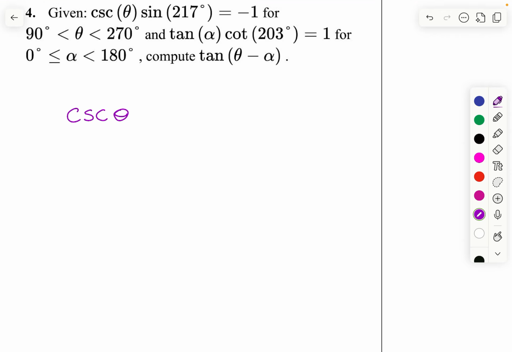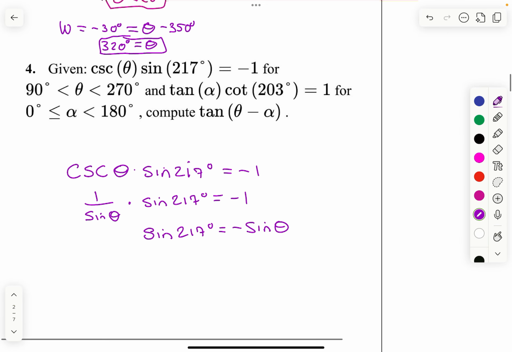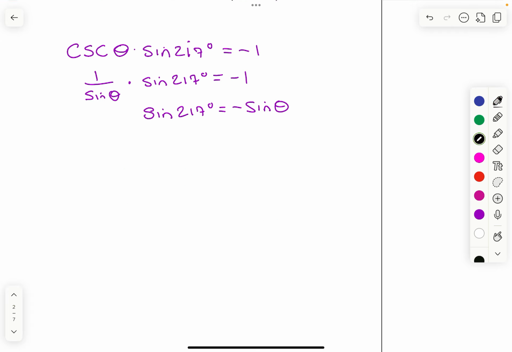So if I write cosecant of theta times sine of 217 degrees, recall that cosecant is 1 over sine. And if you multiply both sides by sine, it says that the sine of 217 degrees is equal to the negative sine of theta. And theta is in between 90 and 270, so we kind of know where to look for theta. Let's go draw the sine of 217 and see what we can learn about sine of theta.